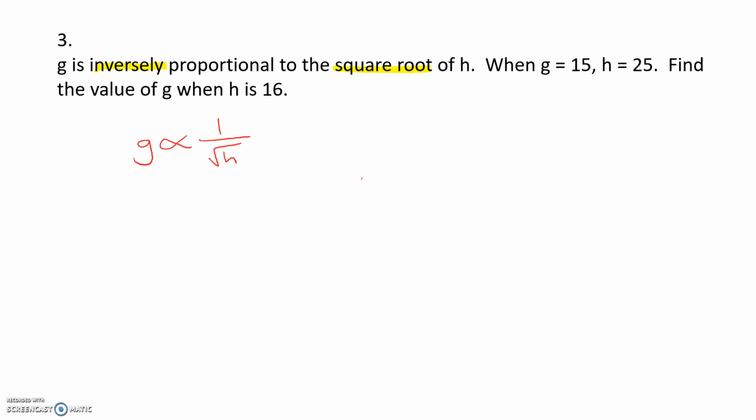Now, the rule next is that proportional really means it's equal to some constant times 1 over root h. So we can write that in symbols as G equals some constant k times 1 over root h. And it's much less messy to write that as G equals k, the constant, over root h. So that's always your starting point with these. So we've got G equals k over root h. We've got an equation.